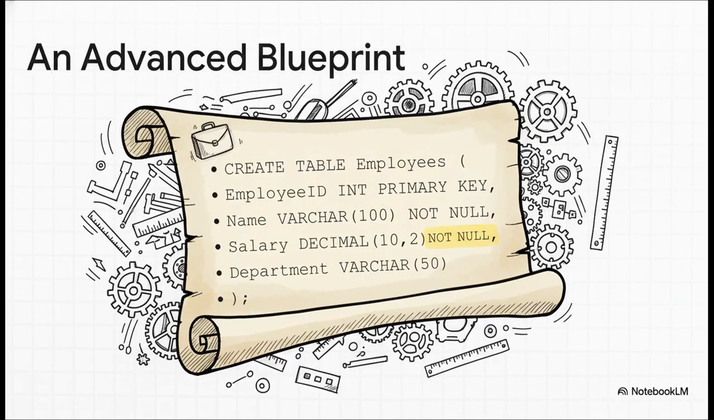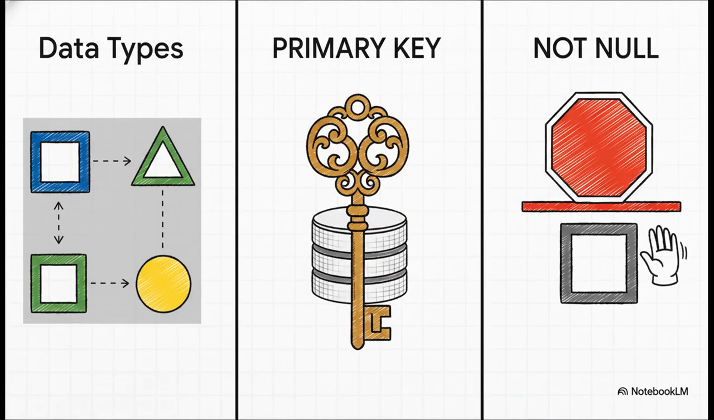Let's level up with a more advanced blueprint. This one is for an employees table. You'll notice some new keywords here: PRIMARY KEY and NOT NULL. These are the rules that are going to make our table way more intelligent and a whole lot more reliable. So, there are three really important ideas here.